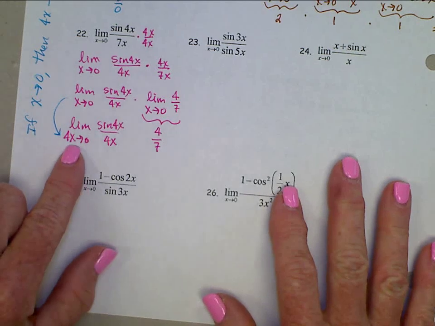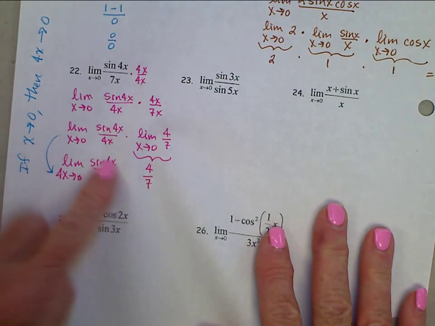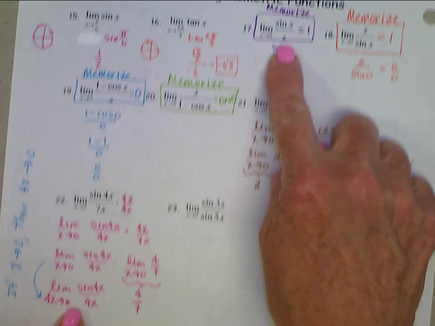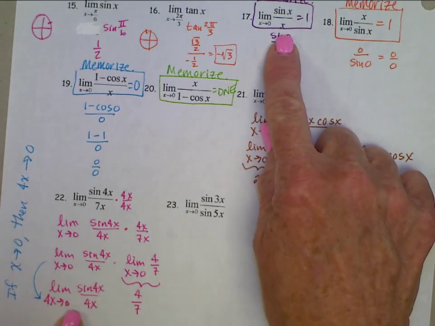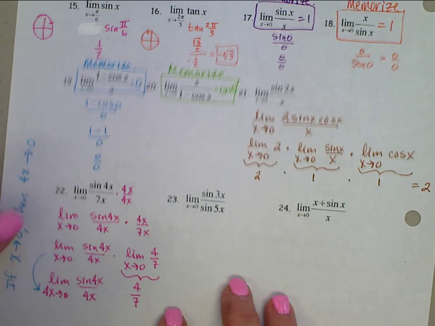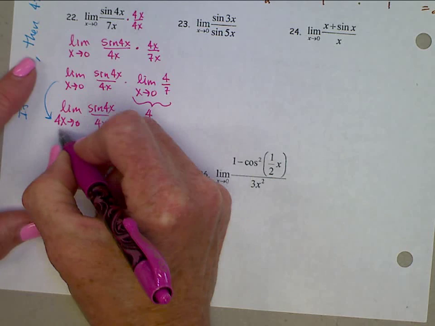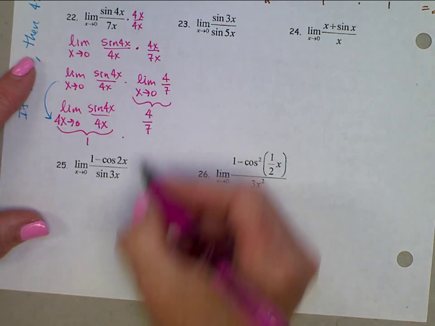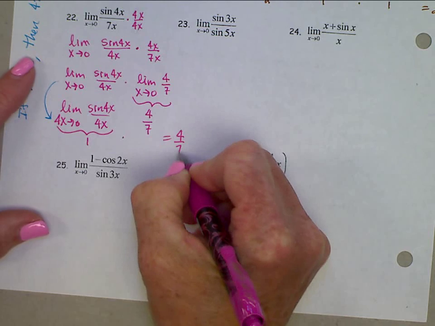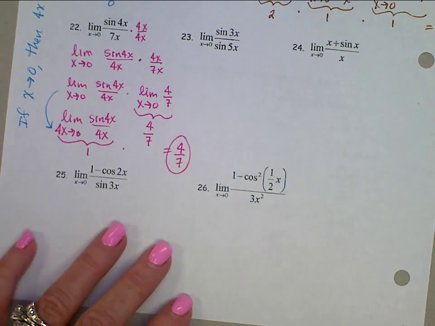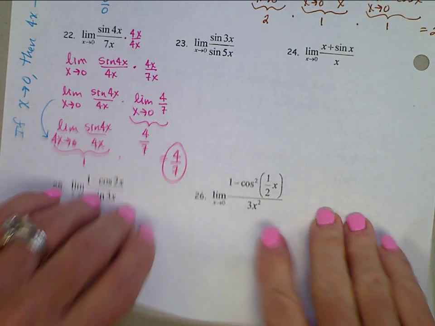Now, this statement right here looks exactly like that one, all the way up here in number 17. The only difference is, instead of writing an x, we've written a 4x. It's exactly the same limit. This limit is 1 times 4/7, so 4/7.